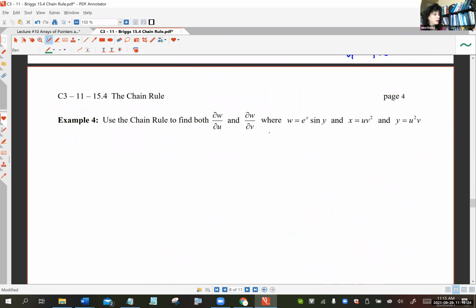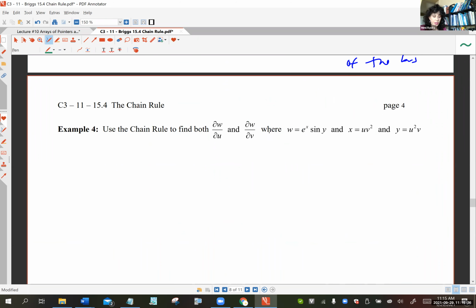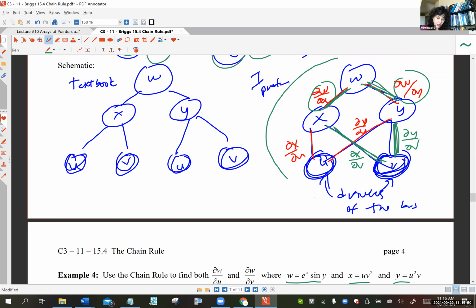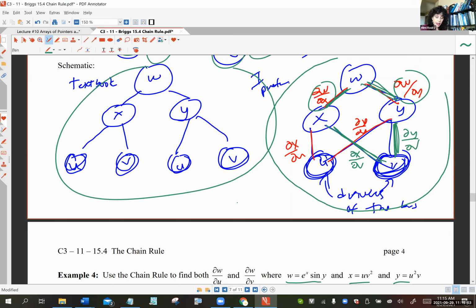So let's do an example, and then we'll do a really hard example. And all of these are going to show up in your homework and quizzes. So I don't just take these out and go, oh, here you go, I'll torture you with this. You'll see it. So this one, they want both partials, dw du and dw dv. And w is a function of x and y, and x and y are both functions of u and v. So this tree diagram here, or this one, both of those apply to example 4, okay?